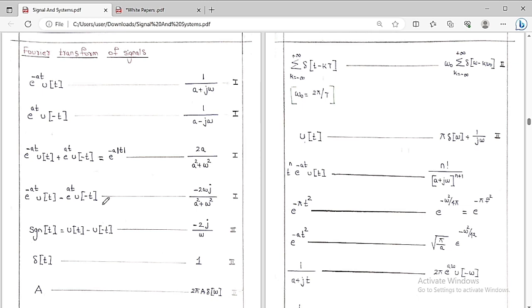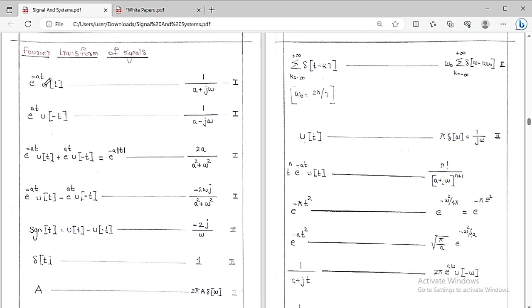Finally, listen carefully. I know this formula. In place of a I substituted 0, and then I got this signal. In place of a I substituted 0, and then I got this Fourier transform. So signum of t is nothing but u of t minus u of minus t, and its Fourier transform is minus 2 j by omega. So this is what I am trying to tell you. If you remember these two things, it's very simple.